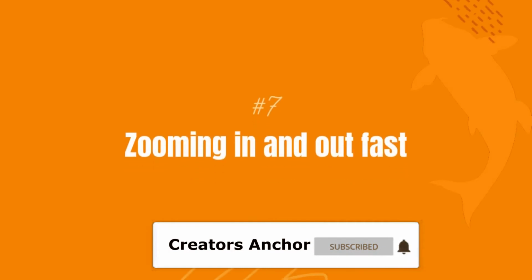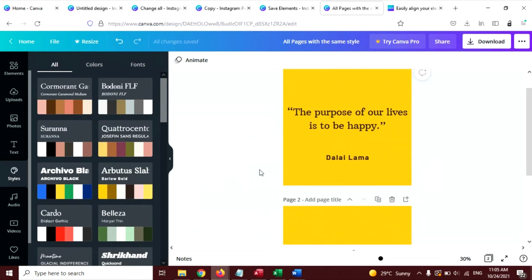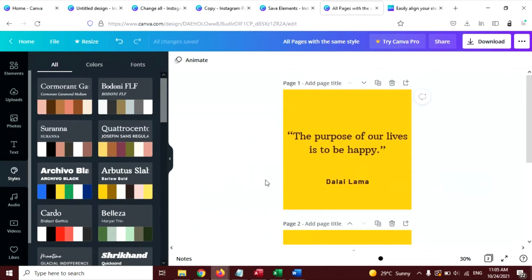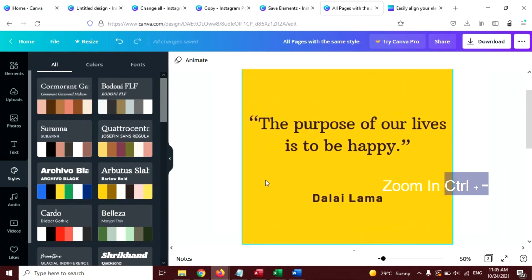Tip number 7. Zooming in and out fast. You can zoom in and zoom out using keyboard shortcut. Using keyboard shortcut is always fast and convenient way to do a task. This is design. Now I want to zoom in. So press Ctrl and plus button to zoom and Ctrl plus minus button to zoom out.